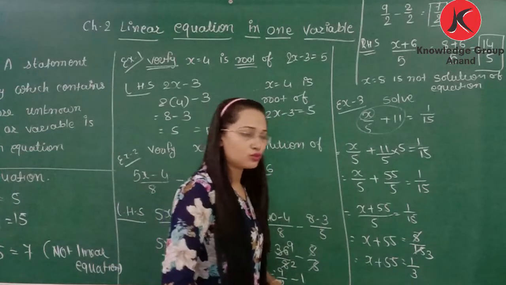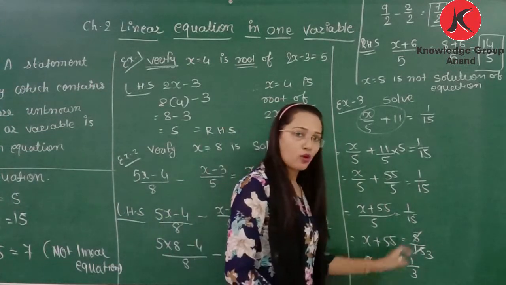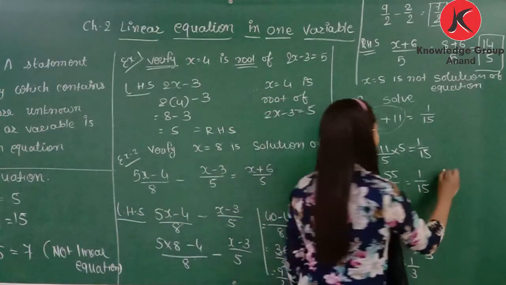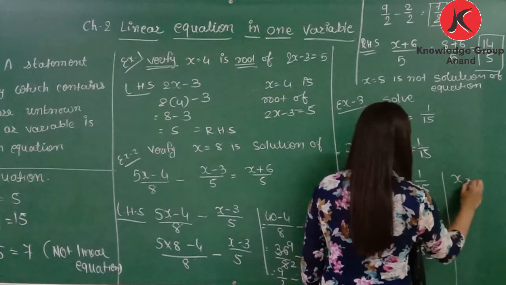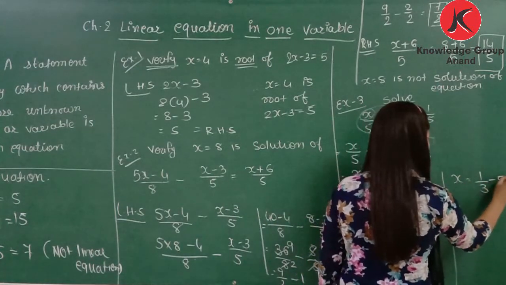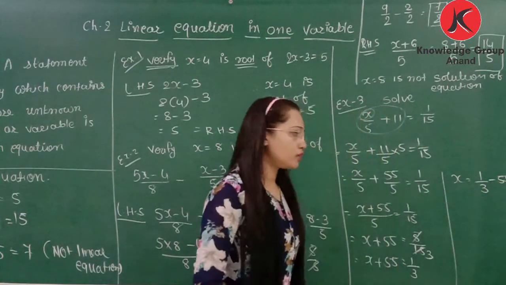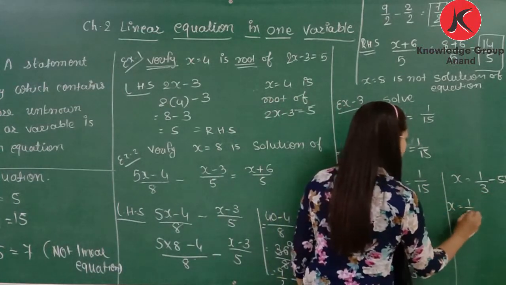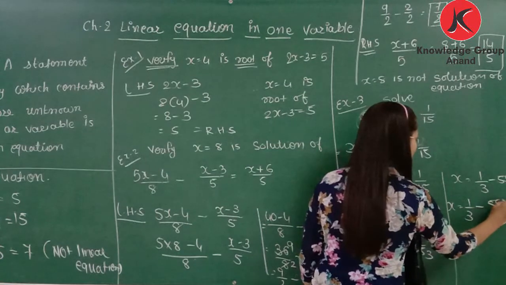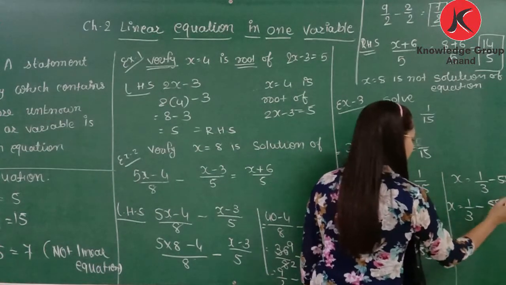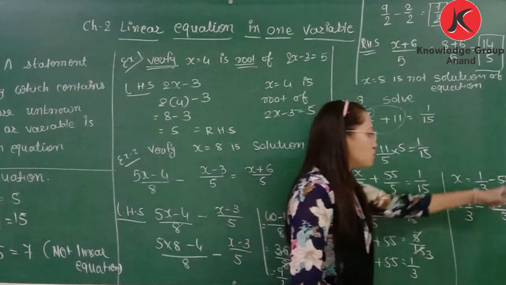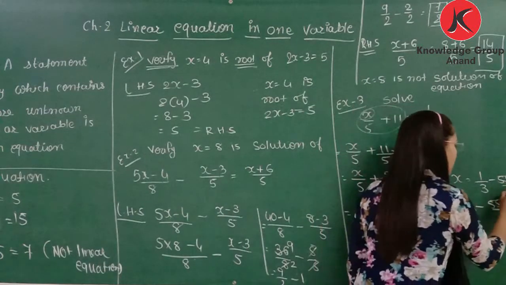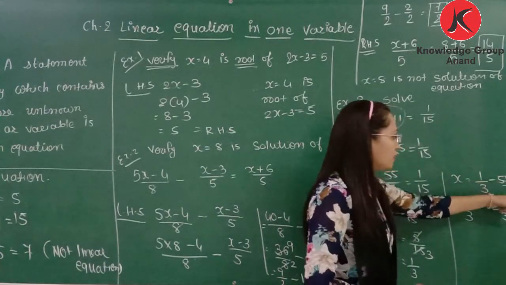Now what you need to do? Take 55 on the right side, it becomes minus 55. x is equal to 1 by 10 minus 55. Now here you need to take LCM again. So x is equal to 1 by 10 minus 55 multiplied by 10 divided by 10. LCM is 10. So here denominator you need to consider 1. So 10 multiply 55 divided by 10.